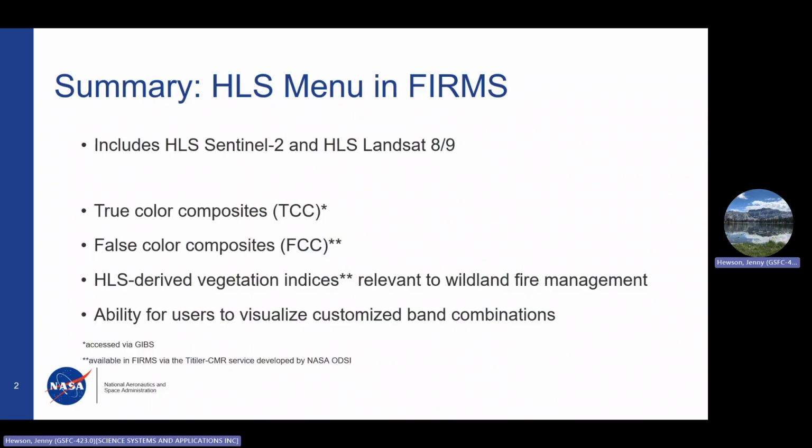Okay, so that was an overview and tour of the HLS menu in FIRMS. Again, it includes HLS Sentinel-2 and HLS Landsat 8.9. We covered the context in which the true color composite can be useful for things such as discriminating features, including roads, rivers, agricultural lands, etc., as well as highlighting thick smoke plumes or cloud shadows, which can all reduce the ability for a fire to be detected.